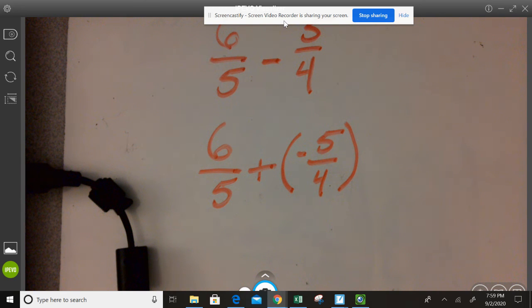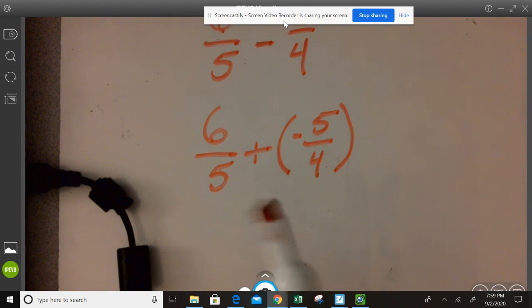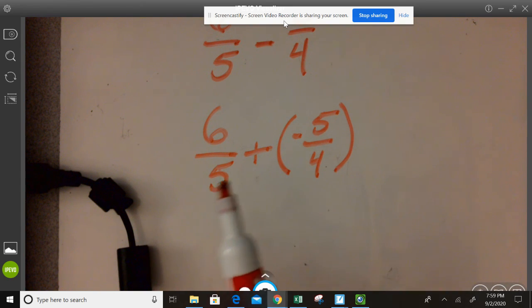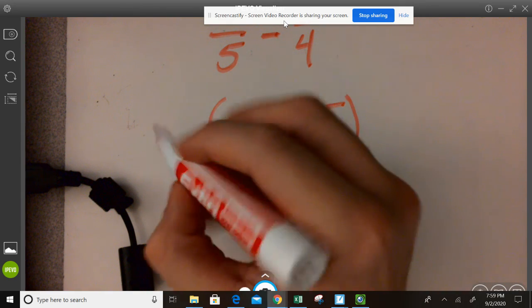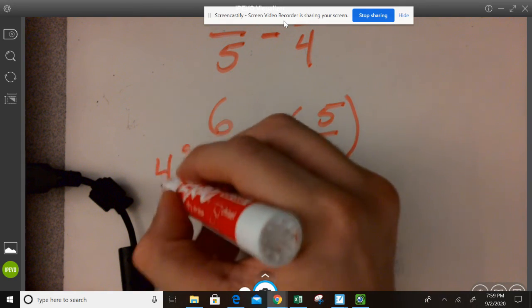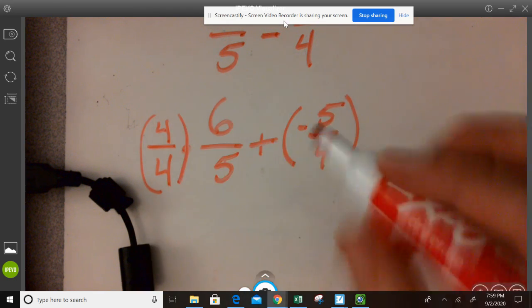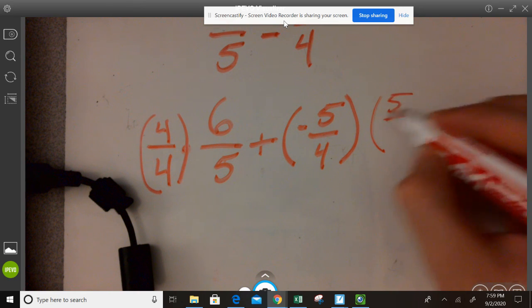All right, so let's find a common denominator. You're looking at it, we either need to change the 5 to a 4. That's not going to happen. A 4 to a 5, that's not going to happen. So what I'm going to do is, if you can't find an easy common denominator, you're going to take the top and the bottom of this one times 4, and the top and the bottom of this one times 5.